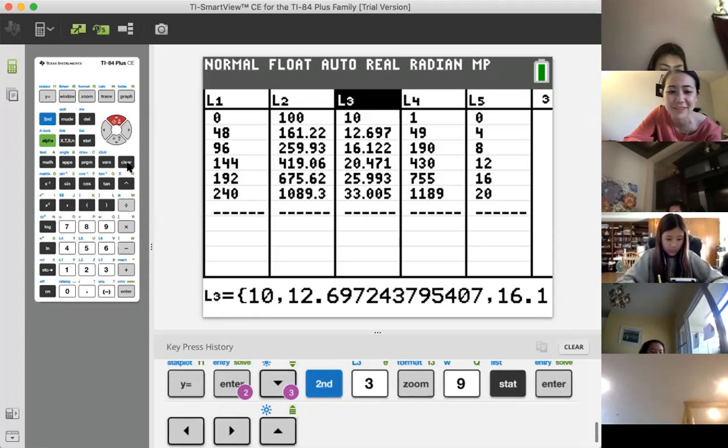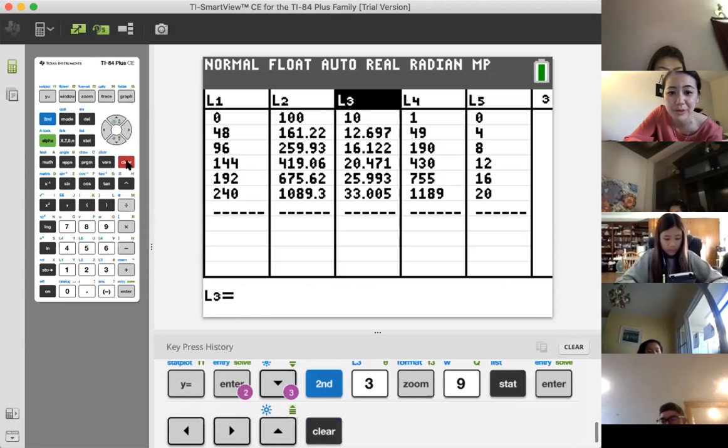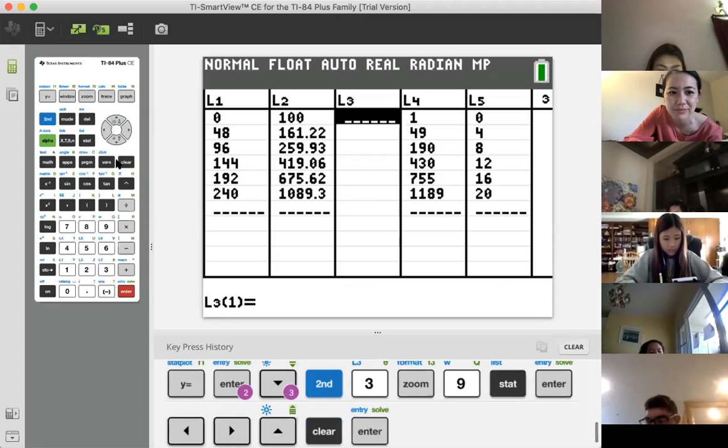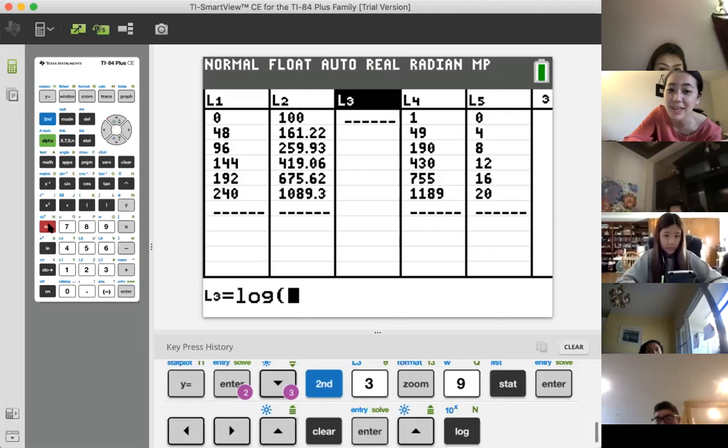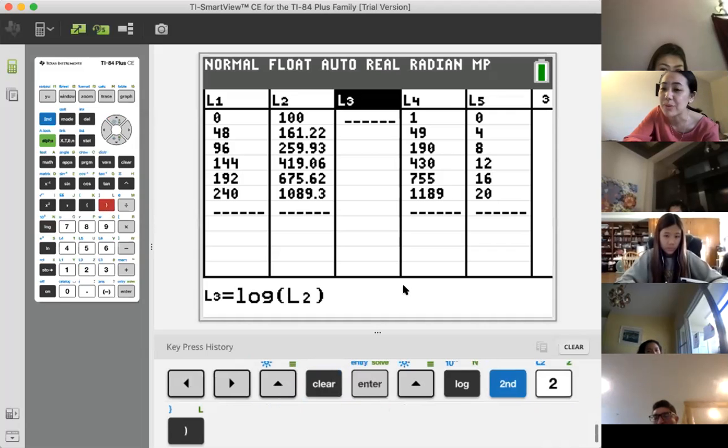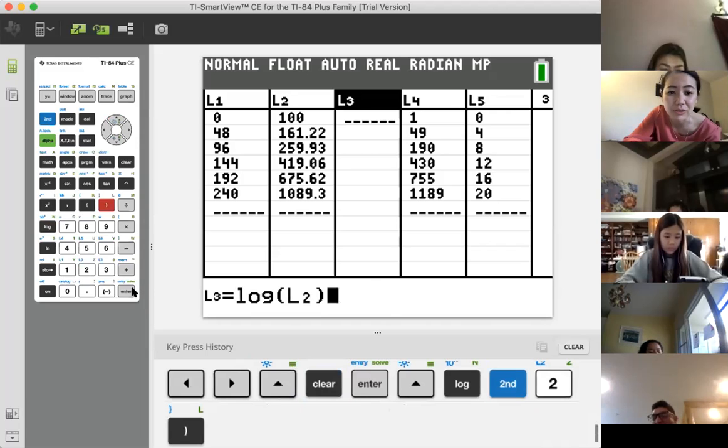Good question. All right, so let's clear out L3. So I'm going to press clear, enter. And let's go down the ladder one more step. All right, so this is the log. So I'm gonna go log, which is right next to the 7 button to the left. And then second 2 to put my list 2 into the log.